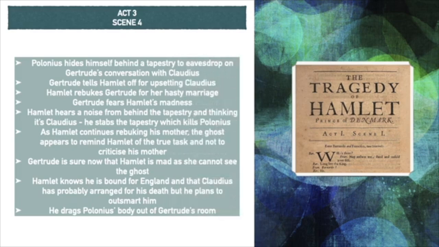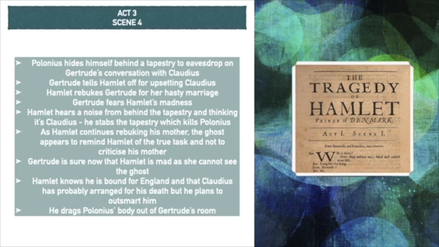Act 3, Scene 4. Polonius hides behind a tapestry to eavesdrop on Gertrude's conversation with Hamlet. Gertrude tells Hamlet off for upsetting Claudius. Hamlet rebukes Gertrude for her hasty marriage. Gertrude fears Hamlet's madness. Hamlet then hears a noise from behind the tapestry, and thinking it's Claudius spying on them, he stabs the tapestry, which ends up killing Polonius.